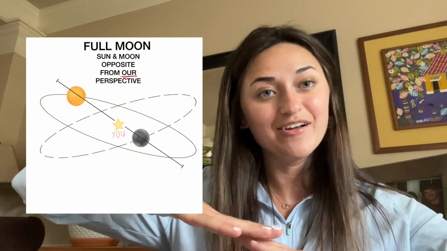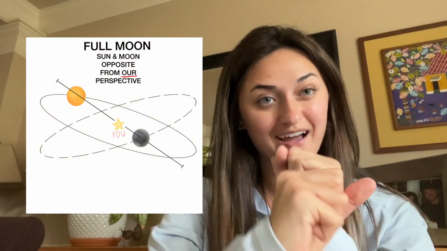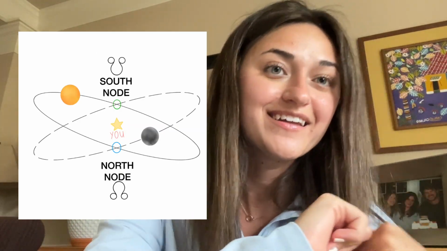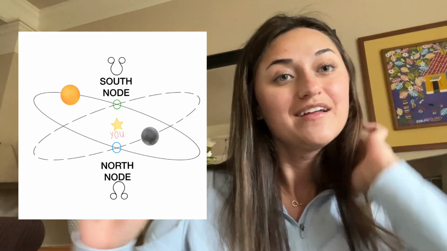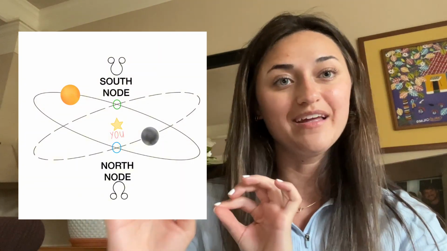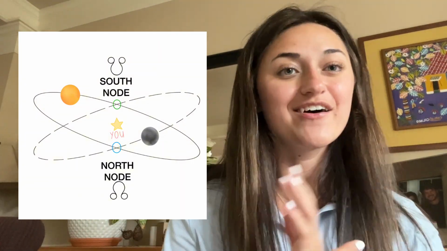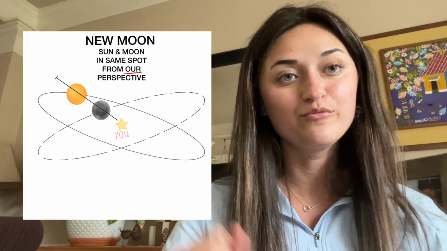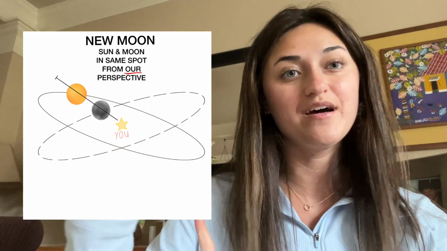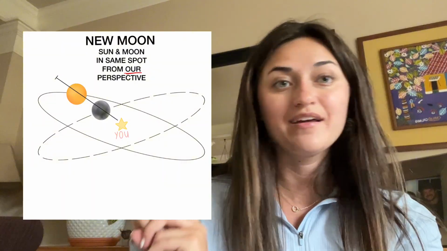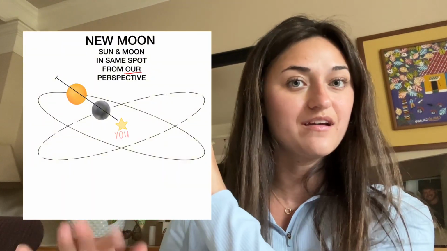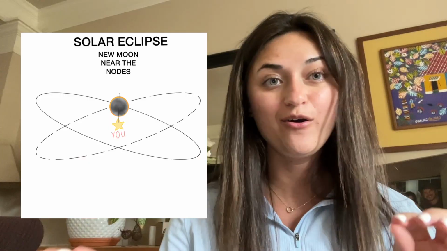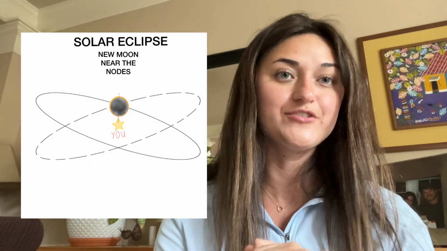But because they're angled, they're not ever exactly on top of each other. That is until they hit the nodes, which are the two points where the hula hoops meet, and that is in astrology called the north node and the south node. So in just a normal new moon, they'll just be on the same point in that hula hoop. But whenever they're near a node, they are right on top of each other.